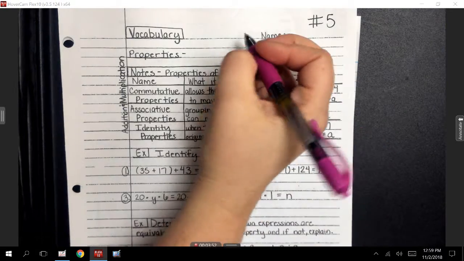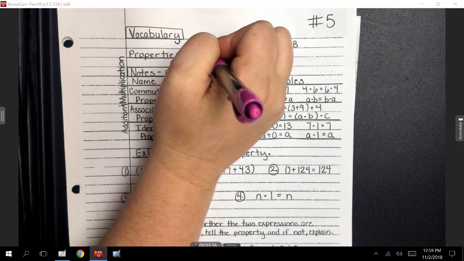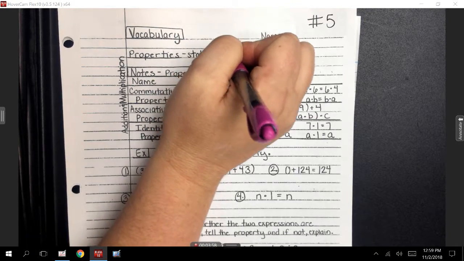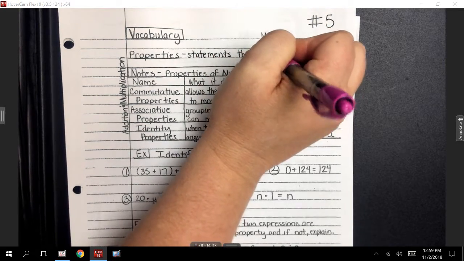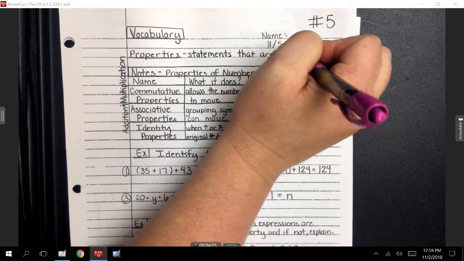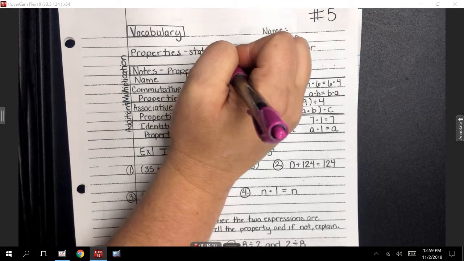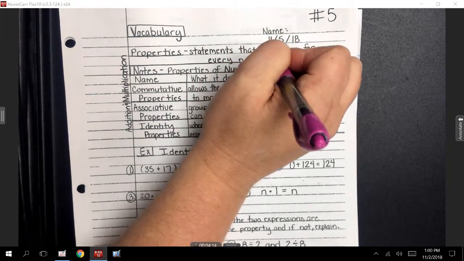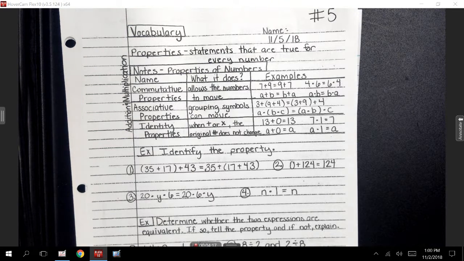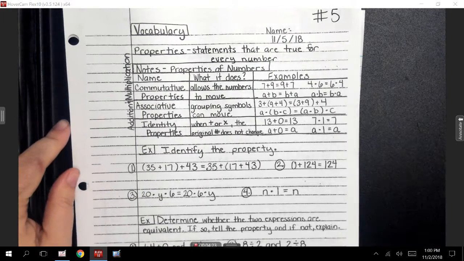And a property, again, it is statements. I knew there was a special word that I'd put on the test, so that's the word. Statements that are true for every, not just some, every single number. Every number out there in the whole wide world, okay? Every number. All right? And guys, you'll notice I've already filled this chart in for you, but I do want us to go over it and talk about it.